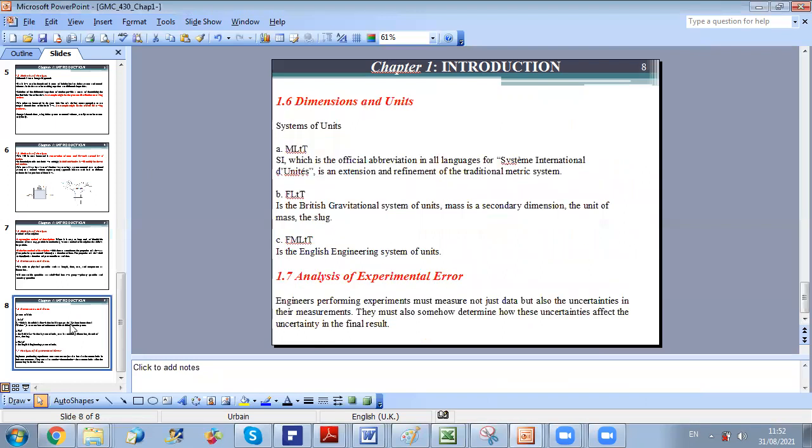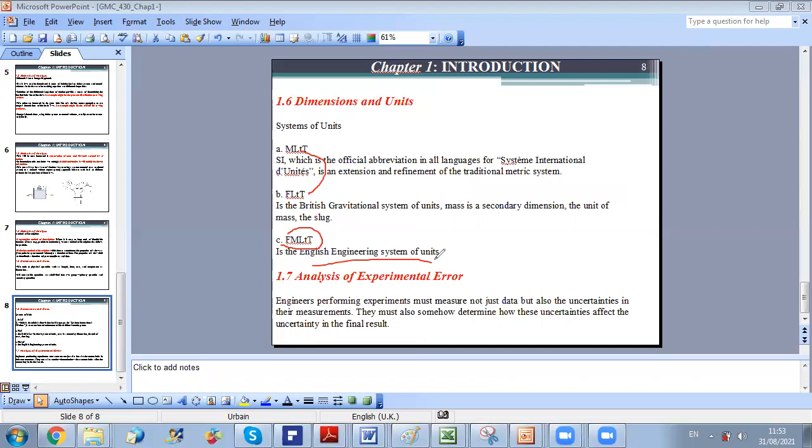As we said, we have different systems of units. We have the MLT theta system, the FLT theta system, and also a less used system, the FMLT theta system, which is called the English Engineering System of Units. In general, we work with the first two, but I will introduce the English Engineering System of Units.